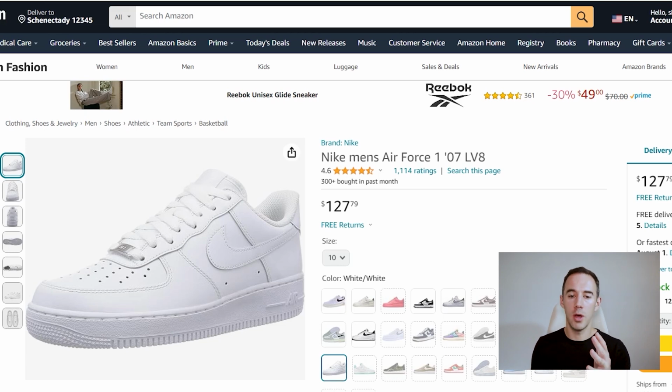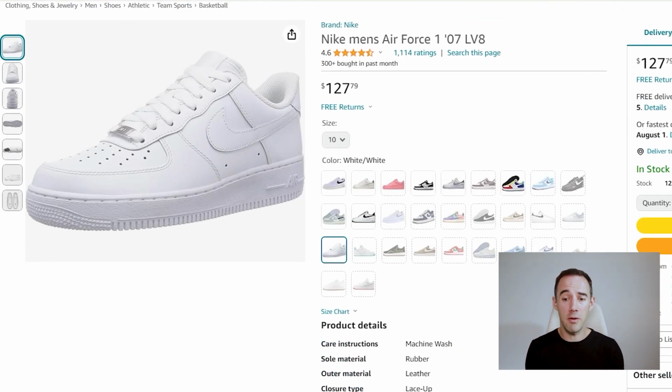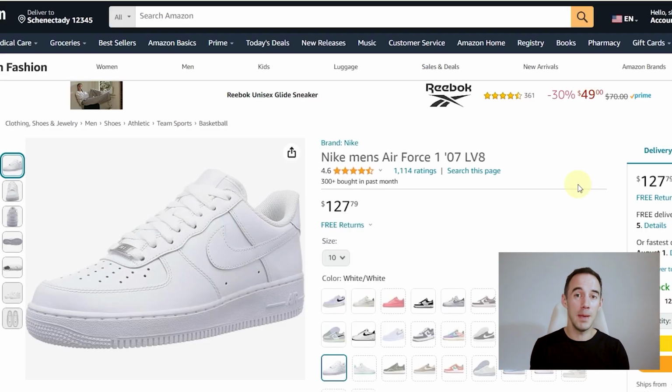So right now I'm on a Nike men's Air Force sneaker, and you can probably tell that not only are there lots of different styles available, but each style has different sizes, which we know. And the question you might be asking is, which one of these actually sells and how does it all work? Now let's jump down to Keepa and have a quick look.